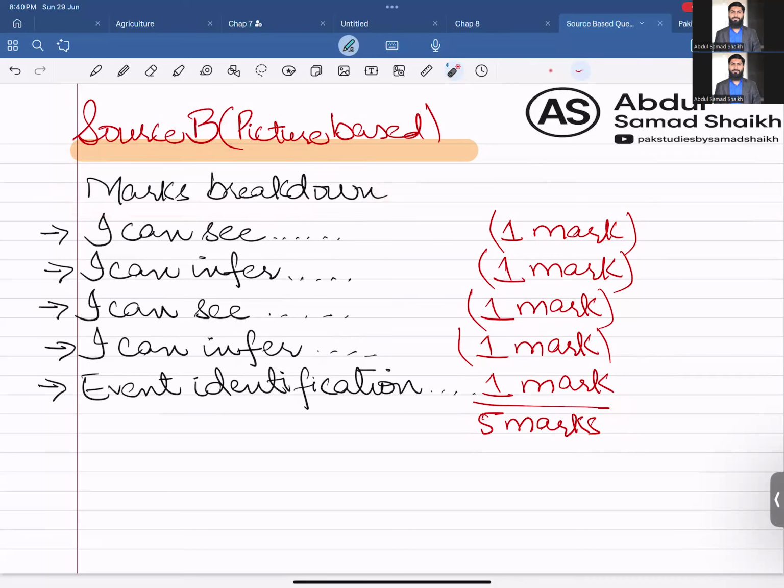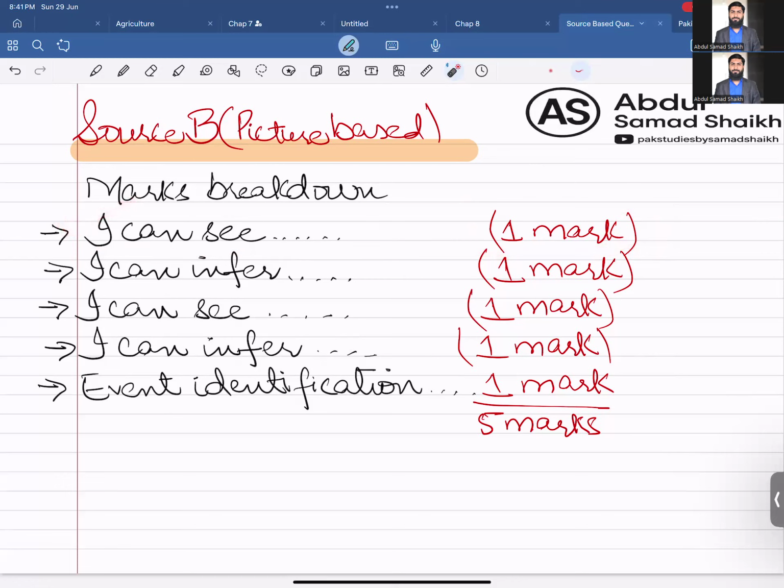Once you see the picture, you are required to analyze the picture carefully. Usually below the picture, you are going to find a one-liner description as well, which is going to help you connect the picture to the particular event. So whatever you see in the picture, you write down one sentence. For example, if you can see an emperor riding an elephant, what you write down is that I can see an emperor riding an elephant. That is going to be 1 mark.